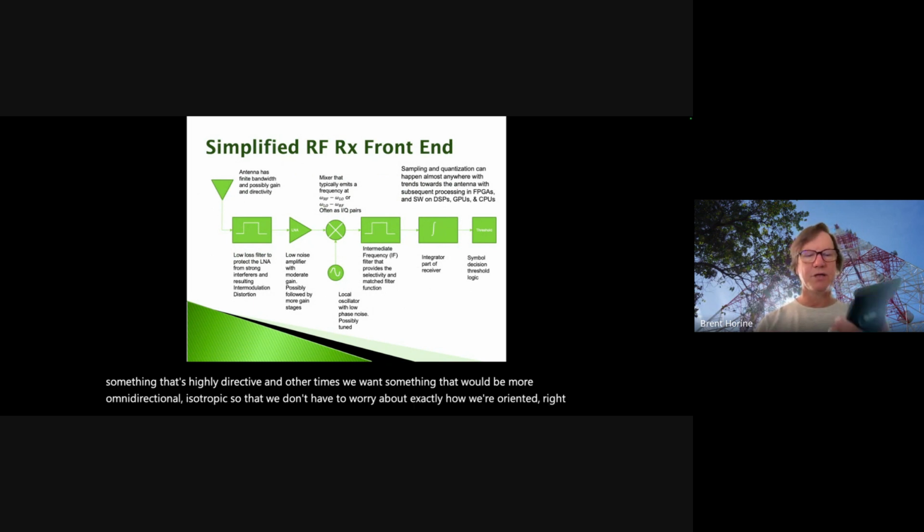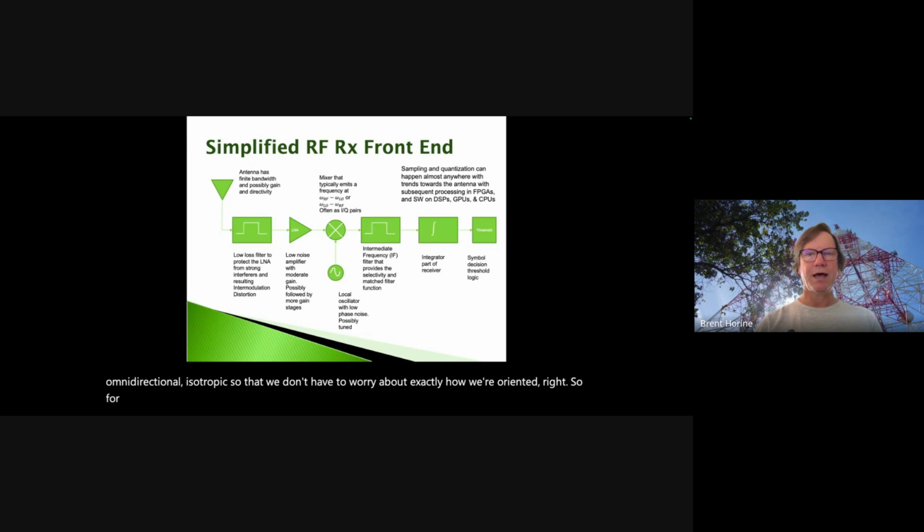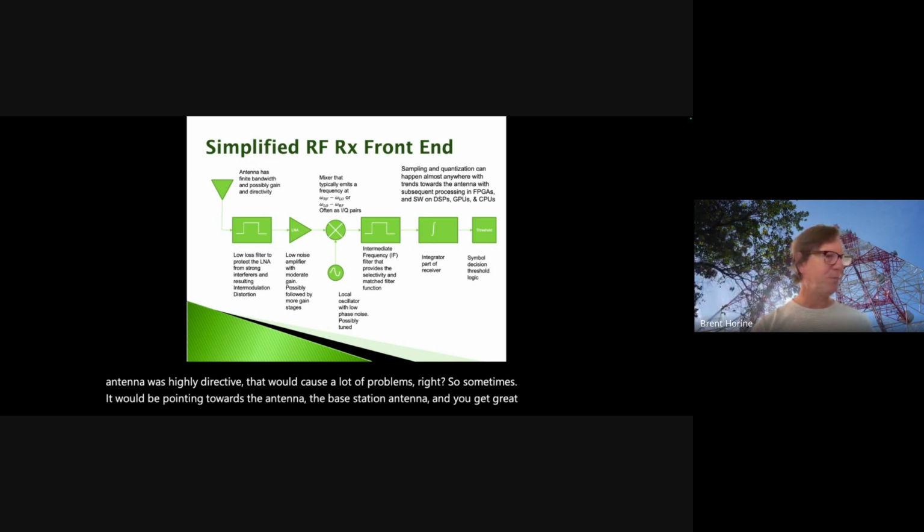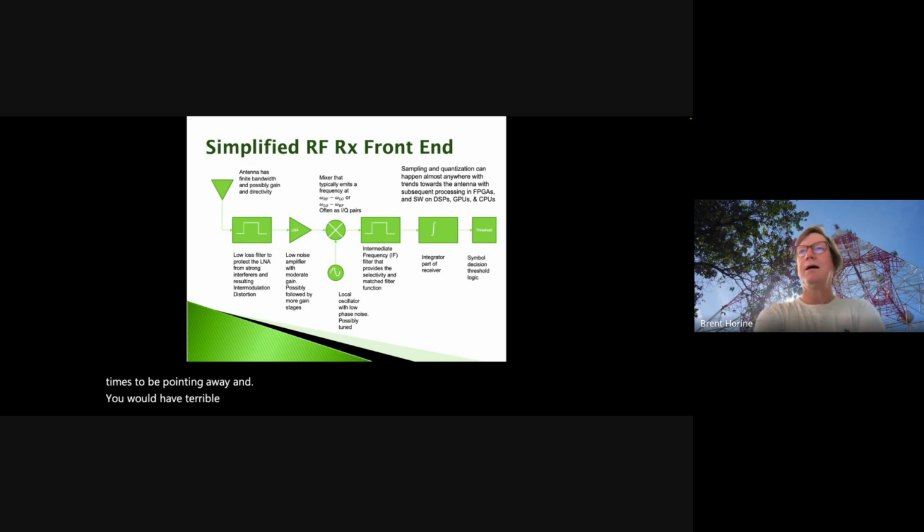So for example, a handheld cell phone, of course, you're always moving this. If that antenna was highly directive, that would cause a lot of problems, right? Sometimes it would be pointing towards the base station antenna, and you get great gain. Other times it'd be pointing away and you would have terrible gain, right? So you want a more omnidirectional antenna in that case, or very low directivity.